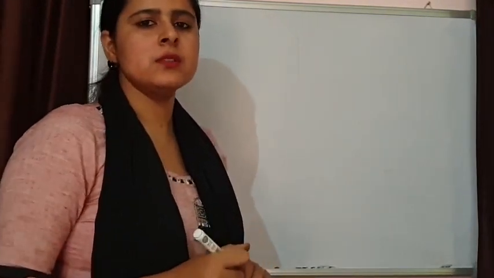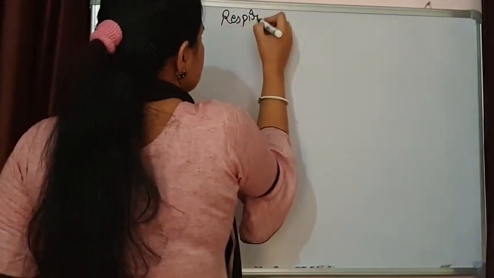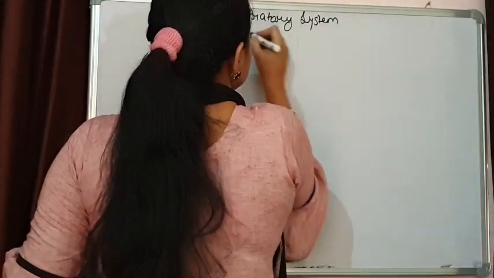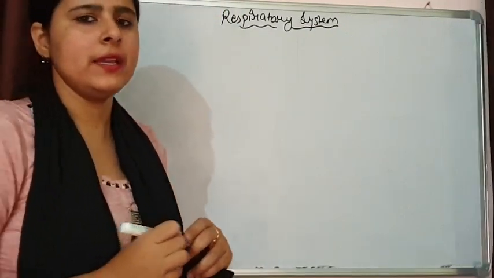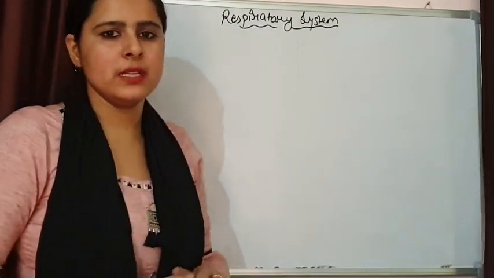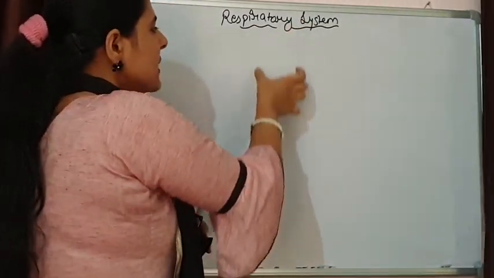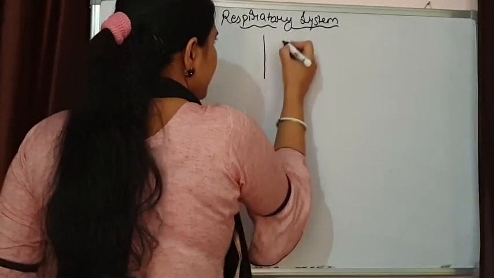Good morning students. Today I am discussing the remaining parts of the human respiratory system. Yesterday we talked up to the larynx, the different types of cartilages that are present in the larynx, plus the voice box that is present in the larynx. Now below the larynx again there is a tubular structure that is called the trachea.